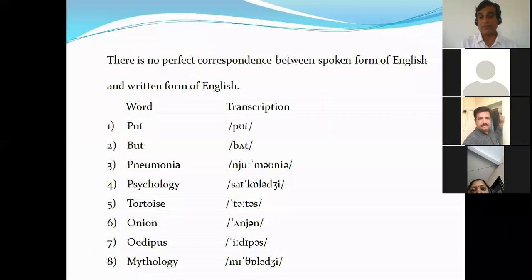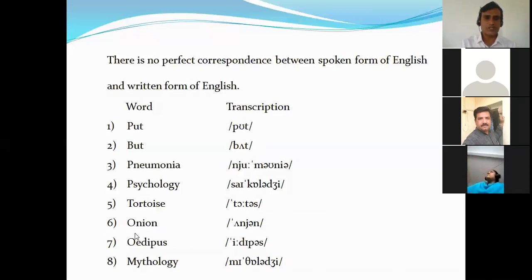Pneumonia. P is silent there. Psychology is the next word. Again, P is silent there. See the next word. Many teachers and students pronounce this word as "tortoise". My teacher taught me this word as "tortoise" when I was in school, but I was entirely wrong at the time. When I studied this, I came to know the reality that this word is not "tortoise", it is "tortus". That is the exact pronunciation of this word, and we need improvement in our spoken English.